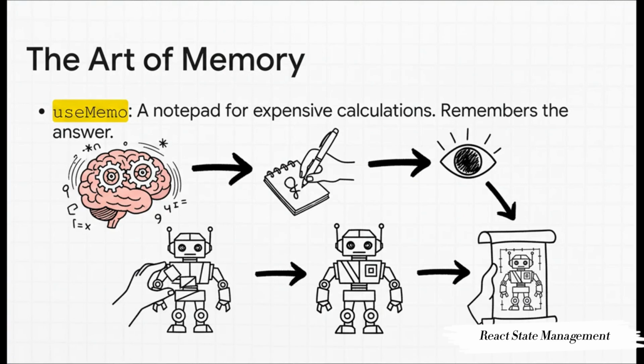For performance, it's all about being smart with memory. I love this notepad analogy for useMemo. If you're doing some really heavy math, useMemo jots down the answers so you don't have to do the work over and over again on every single render. And useCallback? It's similar but for functions. It remembers the function itself, which is super important to stop child components from re-rendering when they don't need to. Quick warning though, don't go crazy with these. Using them for simple stuff is just overkill.